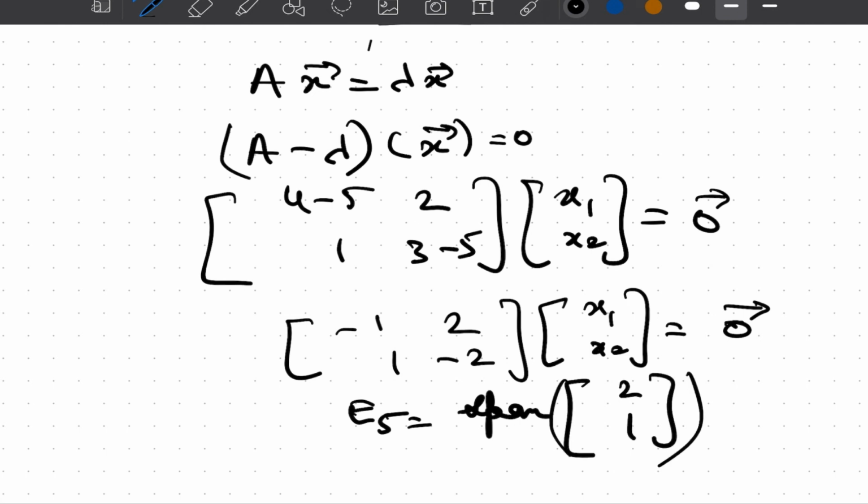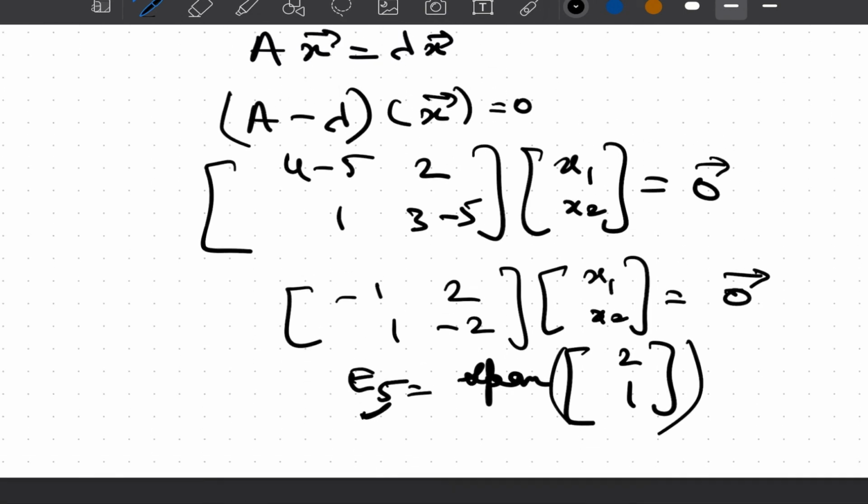That would mean that the eigenvectors associated with lambda equal to 5 are 2, 1 and all the collinear terms. That means if you multiply it by 3, 4, 5, 6 and so on, it does not matter. They are still collinear and hence all would classify as eigenvectors of the particular matrix A.